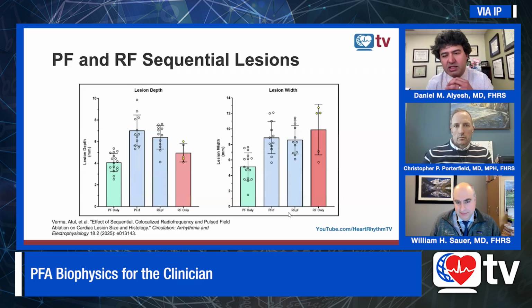Before we move on to our next point, I wanted to also talk about delivering PFA lesions. We talked about the apoptosis. It's not coagulative necrosis. The extracellular matrix is intact in these lesions. But what are some of the parameters? Because PFA lesions can become thermal. So what causes that? And what do we have to look out for? And I guess, Chris, I'll put that question to you here.